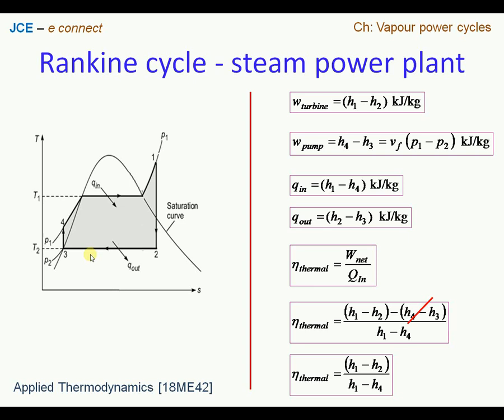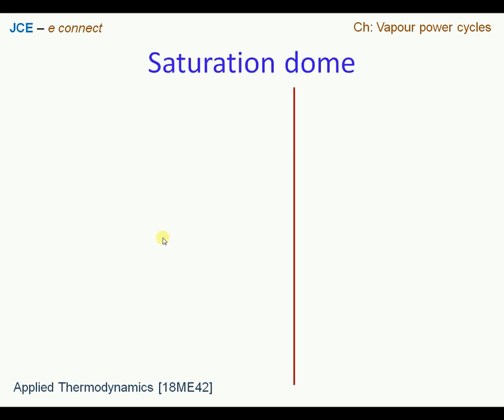Therefore it becomes important for us to look at the construction of the saturation dome and then identify different regions on the PV plot and TV plot, and then we will see the criteria which are used to find the phase of the working fluid. So with this we'll proceed now. Let us now construct the saturation dome.